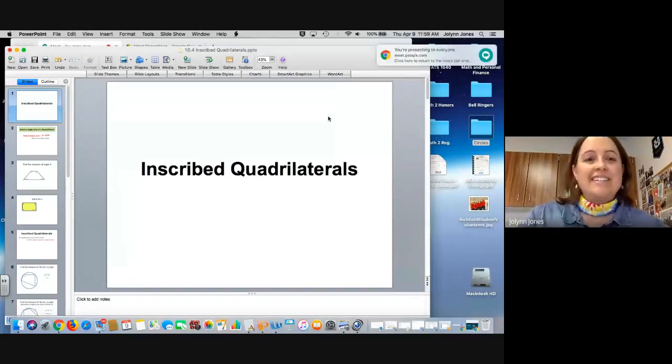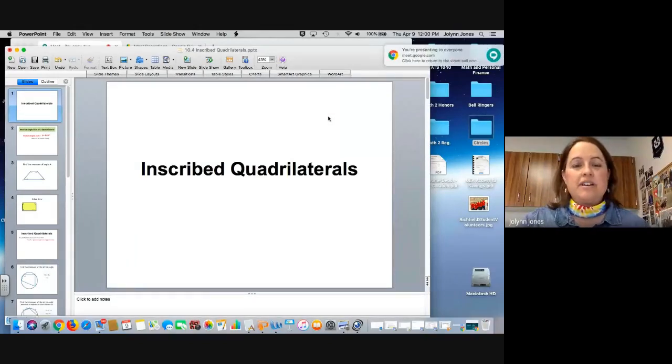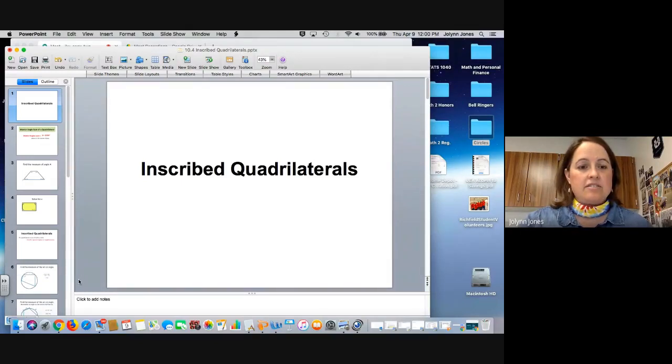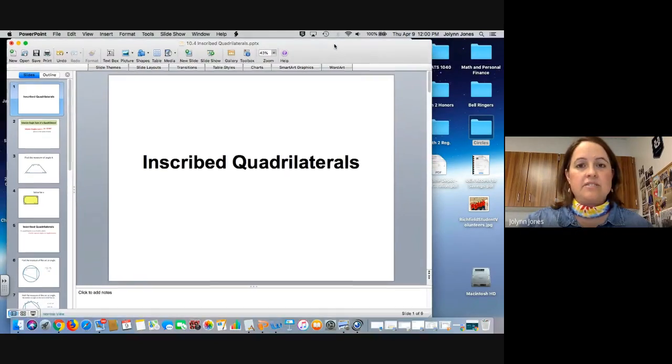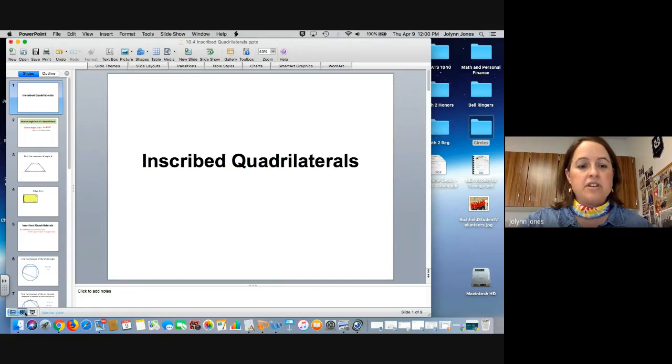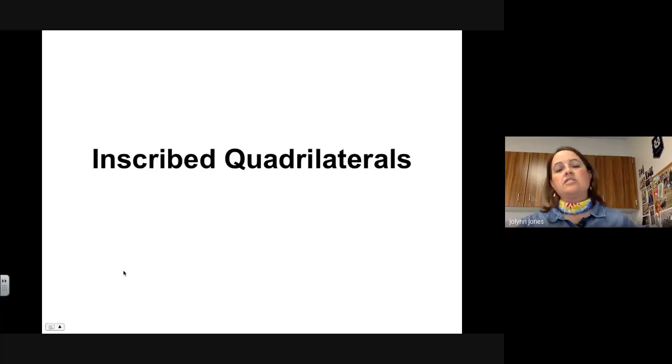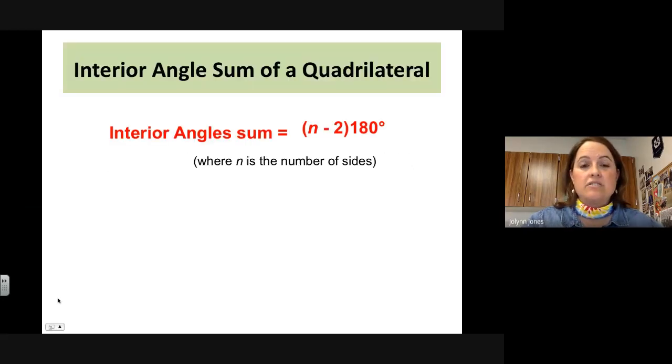All right. So we're going to talk about inscribed quadrilaterals. So let's get going on this one. We're still talking about circles, but just changing a little bit of how we use some of the things that we already know. An inscribed quadrilateral is a quadrilateral, a four-sided polygon, that's inside the circle.